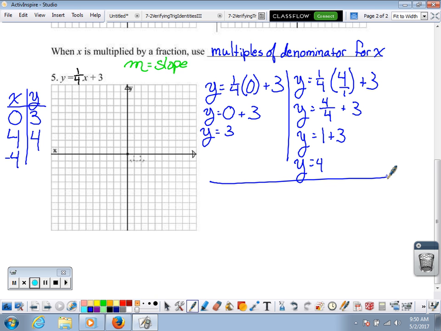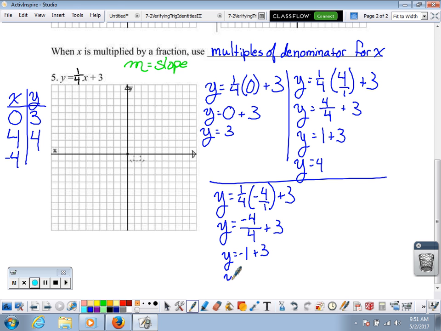Now we're going to do the same thing, but with -4. So y equals 1/4 times -4 plus 3. We're going to use the same tricks. Put the -4 over 1 and multiply straight across. 1 times -4 is -4. 4 times 1 is 4. Bring down the plus 3. Now 4 over 4 was 1, so -4 over 4 is going to be -1. And -1 plus 3 gives us 2. So when our x is -4, our y is 2.